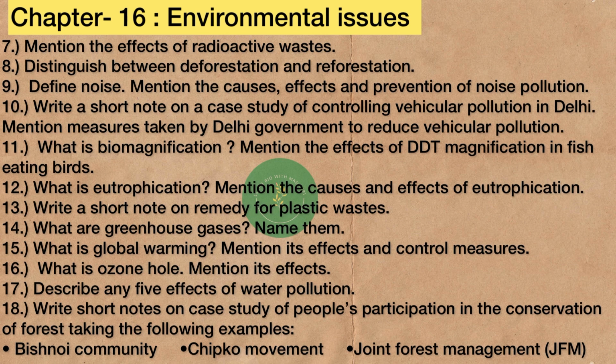What is biomagnification, eutrophication, once again, remedy for plastic waste, greenhouse gases, name them, global warming, its effects and control measures. What is ozone hole? Mention its effects. 5 effects of water pollution. Short notes on Bishnoi community, Chipko movement, joint forest management, which is very important.